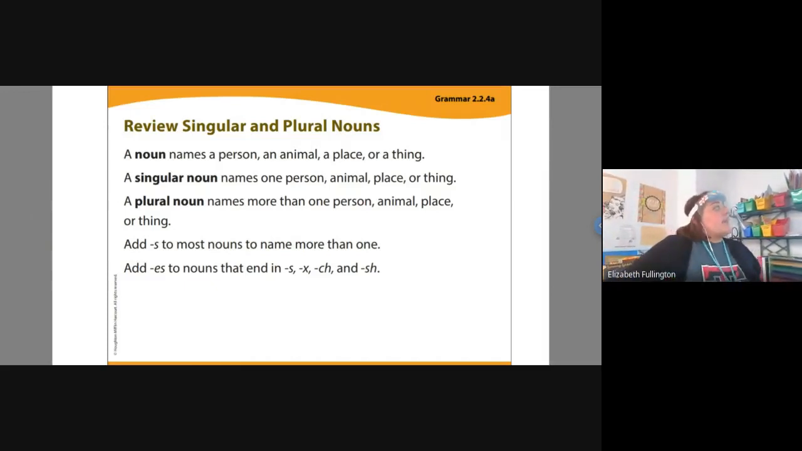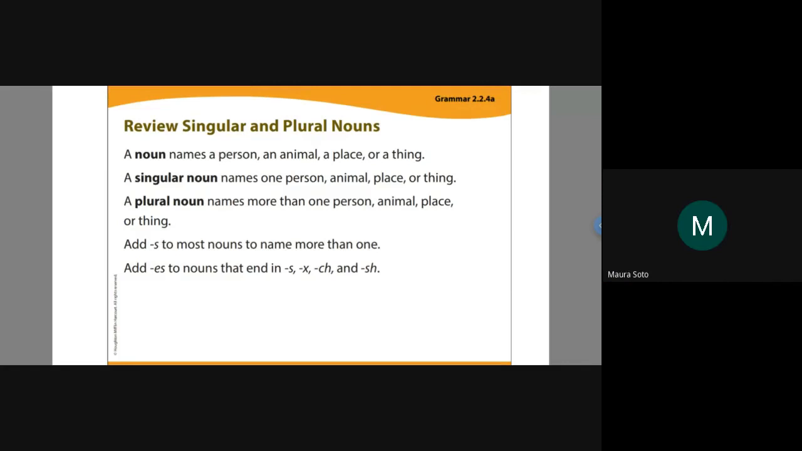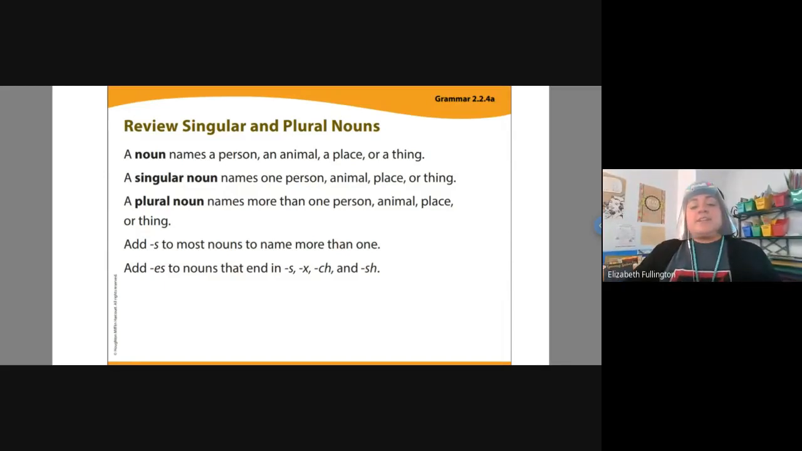So a noun names, so let's say, what is a noun? A noun is a person, place, or thing, or animal. So it says here, a singular noun names one person, one animal, one place, or one thing. So somebody, Jorge, can you give me one noun? Can you give me a noun? A noun is like a place. So what place would you like to name?